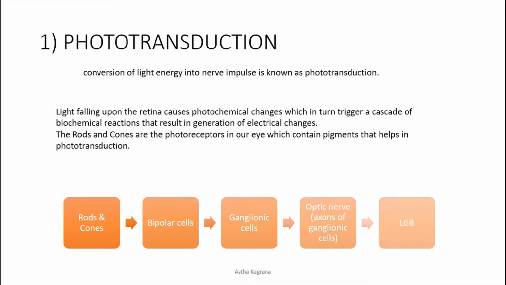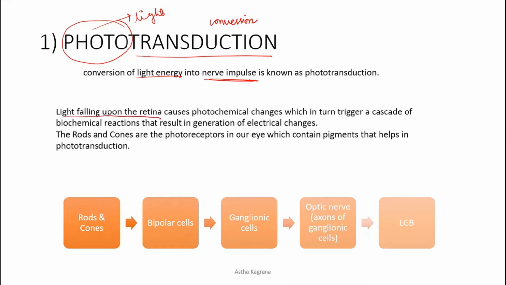Now, what does the word phototransduction mean? I'll split it into two words. Photo means light and transduction means conversion. So phototransduction simply means conversion of light energy into nerve impulse, that is your electrical energy. Now, how does this happen? Whenever light falls upon the retina, certain photochemical changes occur which trigger a cascade of biochemical reactions, and thus it will result in generation of electrical changes.